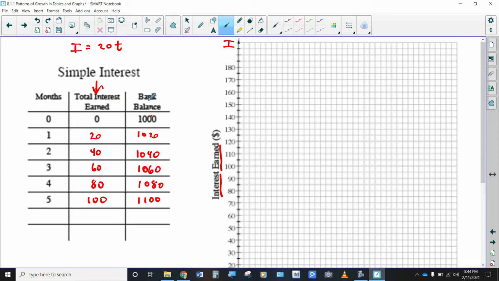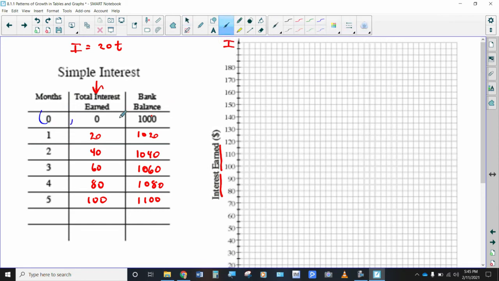If we were going to graph the bank balance, I would say the total amount that we have in the bank would be equal to 20T plus 1,000, right? Because you started with a deposit of $1,000 and it grows by $20 per month. So that is not what the dependent variable is. It's not the balance. It is actually the interest earned. So we will not be using this formula for graphing. Okay, so let's go ahead and plot these as your ordered pairs.